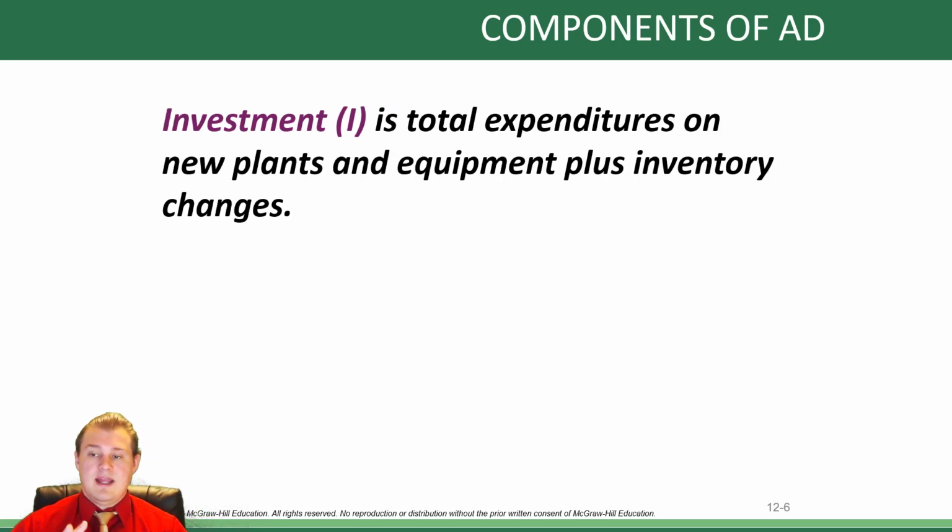Investment: new plants and equipment, plus inventory changes. Remember, consumption was final products, goods and services. So businesses oftentimes have to keep buying raw resources, and they have to change their inventory. Sometimes they have to upgrade the components in there, so you're going to have inventory changes as well. It's only when it actually gets sold as a final good that it goes into consumer spending.